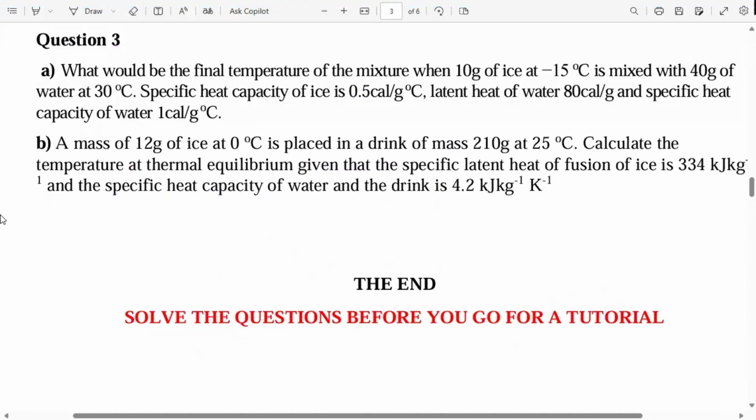Let's now go to question 3B. Question 3B is saying a mass of 12 grams of ice at 0 degrees Celsius is placed in a drink of mass 210 grams at 25 degrees Celsius. Calculate the temperature at thermal equilibrium given that the specific latent heat of fusion of ice is 334 kilojoules per kg, and the specific capacity of water and the drink is 4.2 kilojoules per kg Kelvin. Okay, so we're going to apply the same method that we used.